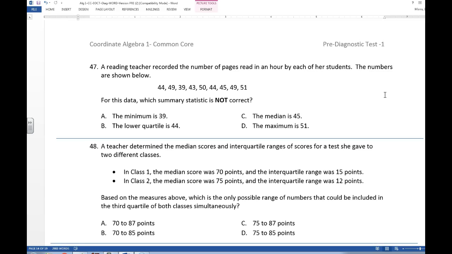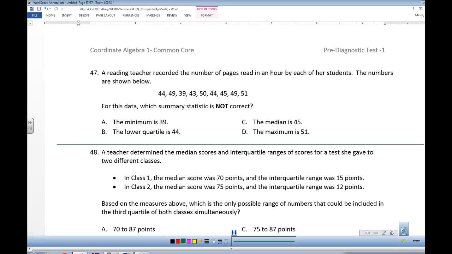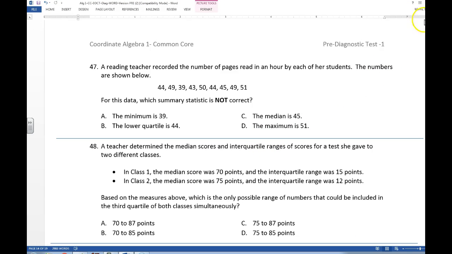A reading teacher recorded the number of pages read in an hour by each of her students. The numbers are shown below. For this data, which summary statistic is not correct? Well, you have to remember how we got our summary statistics, how we got our quartiles and median and max and min. We did this fancy thing in the calculator. Let me remind you how to do that. So let's get back to our calculator here.